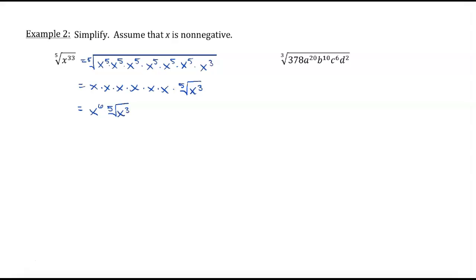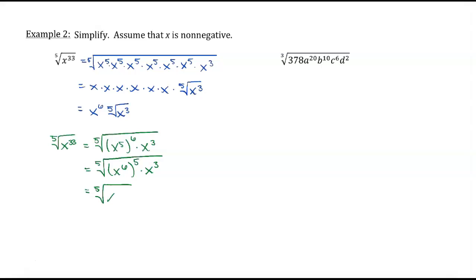Let's look at this in a slightly different way. We have the fifth root of x to the 33rd. Notice that when we rewrote x to the 33rd, we had 6 factors of x to the 5th, or x to the 5th to the 6th, with an x cubed left over. X to the 5th raised to the 6th is the same thing as x to the 6th raised to the 5th. So now we have the fifth root of x to the 6th to the 5th times the fifth root of x cubed. Well, the fifth root of x to the 6th to the 5th is simply x to the 6th. So we have x to the 6th times the fifth root of x cubed.